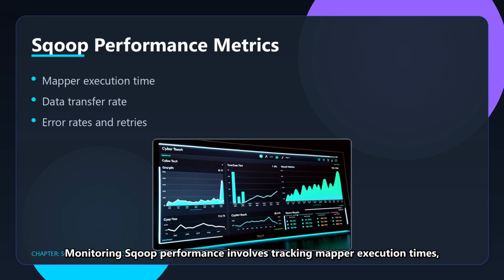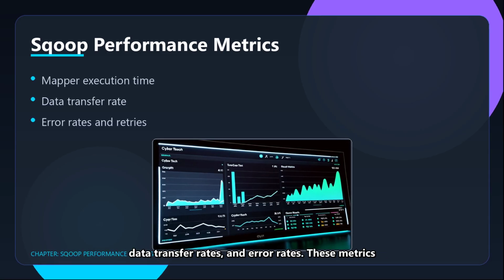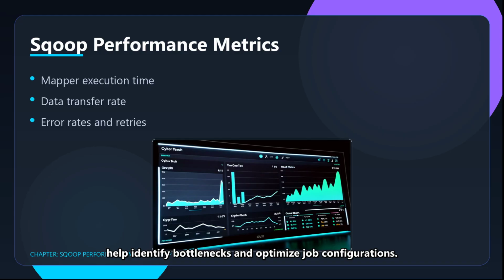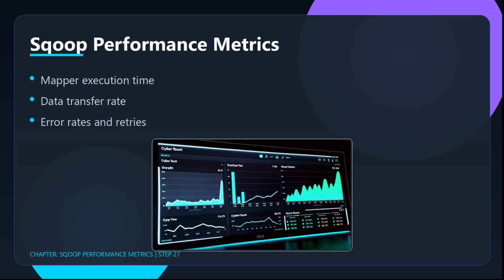Monitoring Sqoop performance involves tracking mapper execution times, data transfer rates, and error rates. These metrics help identify bottlenecks and optimize job configurations.